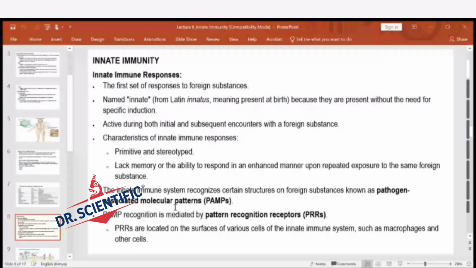So these PRRs are present on, say, macrophages. They are present, of course, on neutrophils. They are present on what we call natural killer cells. And those three cells are the cells that we call cells of the innate immune system.